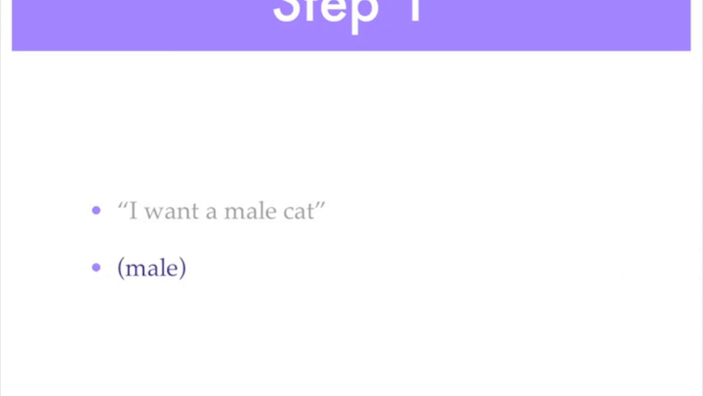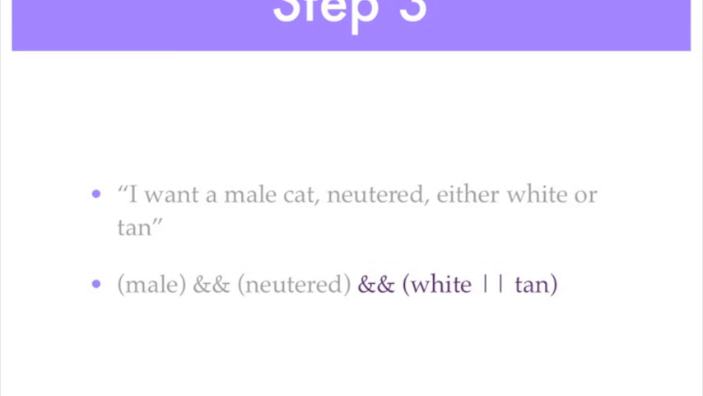Starting here, I want a male cat. So here's my first condition. I want a cat that's male. I'll then add that I want a cat that is not only male but also neutered. So I want a cat that is both male and neutered. I then add that I want not just a cat that's male and neutered, but also that is either white or tan. So I have a cat that's male and neutered and white or tan.